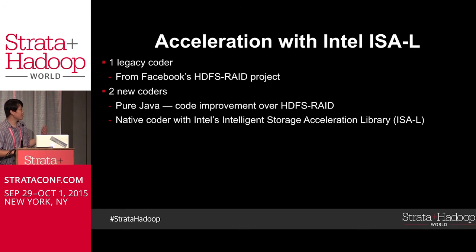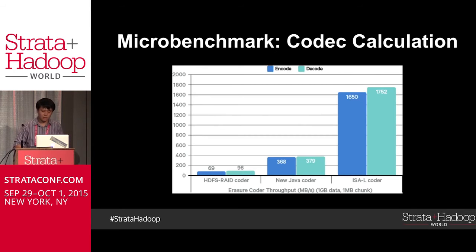And then we introduced a native coder with Intel's Intelligent Storage Acceleration Library, or ISAL. That library contains both C code, native code, and assembly code, which leverages Intel's latest CPU technology to do matrix multiplication much faster than without. So I will introduce the results later, but the takeaway is that if you do have the right CPU model, then you definitely should use a native coder. Otherwise, you can use a pure Java coder.